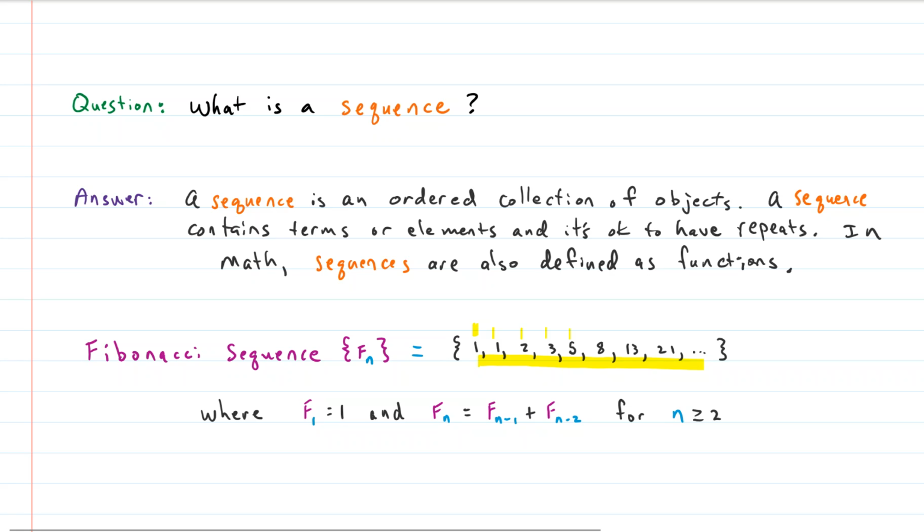The Fibonacci sequence is a really cool sequence. It appears all over in nature. For example, the number of petals on a daisy is a Fibonacci number. The number of sunflower seeds in a sunflower head is a Fibonacci number. The number of leaves on a tree is a Fibonacci number. It's kind of crazy how much the Fibonacci sequence appears in nature.